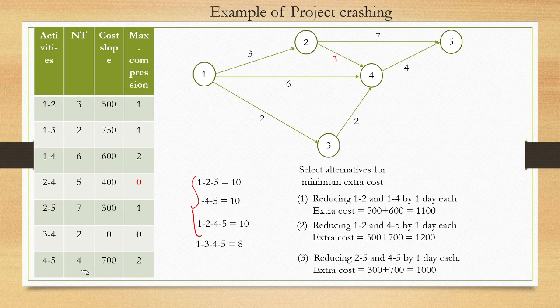So we have seen here that we have taken two alternatives, this one and this one. So what is the next alternative? As I have already proceeded to the next alternative, reducing 1 to 2 by 1 day, and 4 to 5 by 1 day, so this will be 3, right? So this is one more alternative. Then write down what are the extra cost. So for 1 to 2 it is 500, and for 4 to 5 it is 700. So 500 plus 700, 1200. So these are the three alternatives.